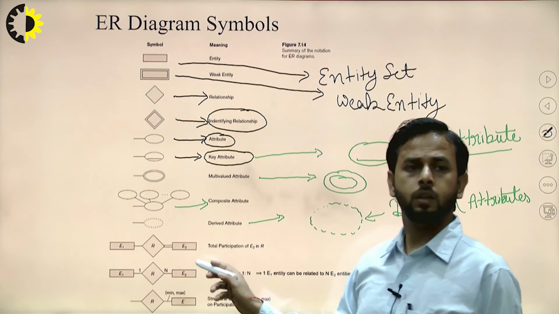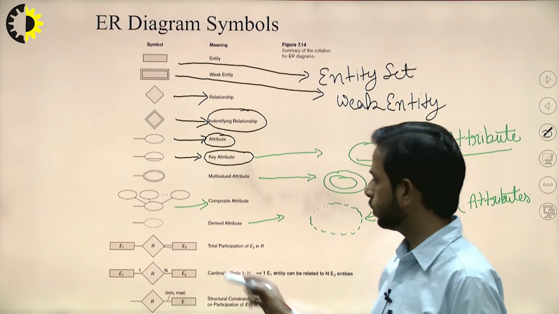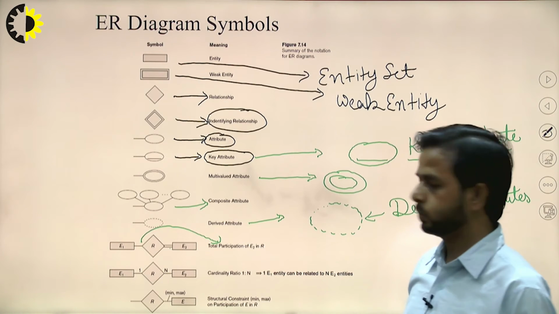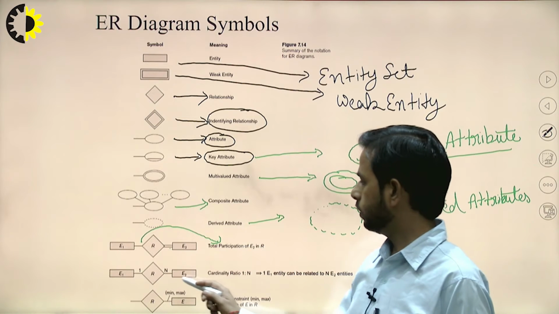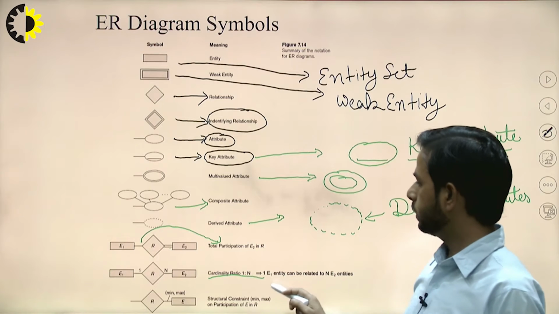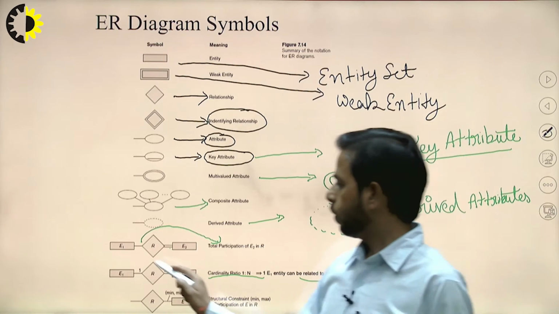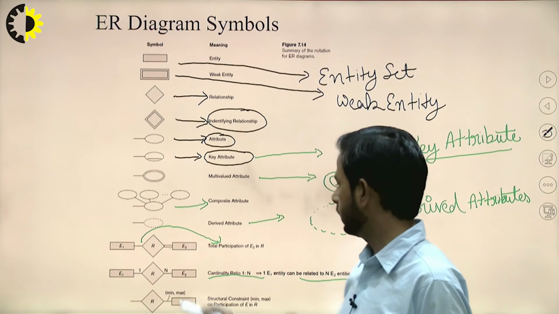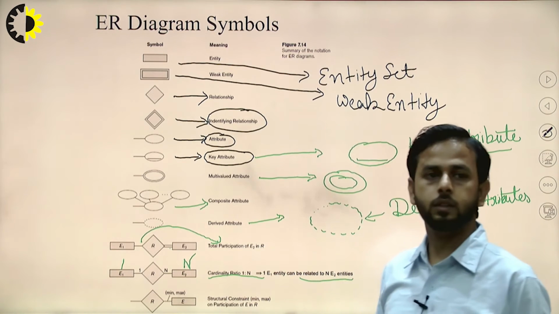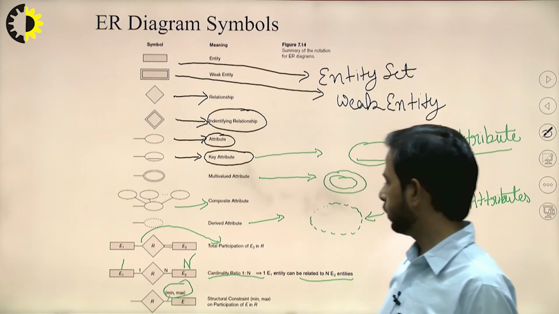Next, the relationship with a double line shows total participation. Now 1:n shows the cardinality ratio. It means one E1 entity can be related to n E2 entities. Next is the min-max representation for the cardinality ratio.